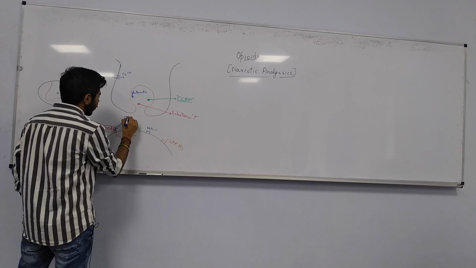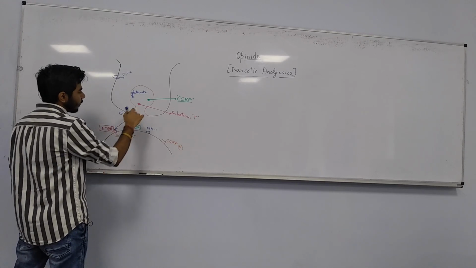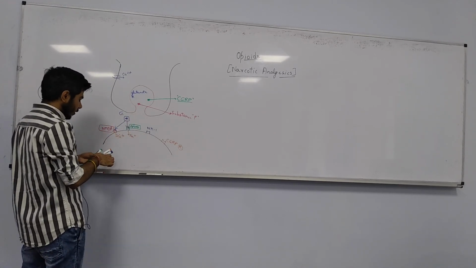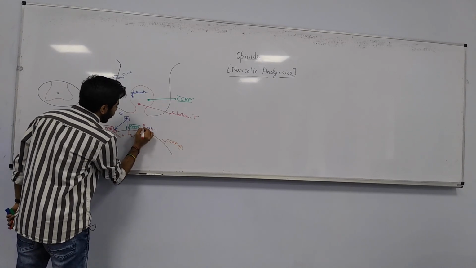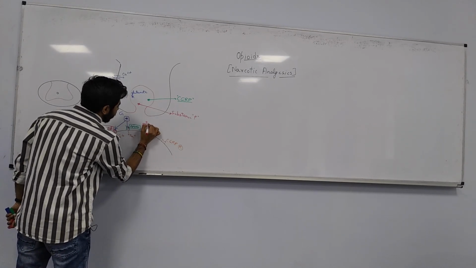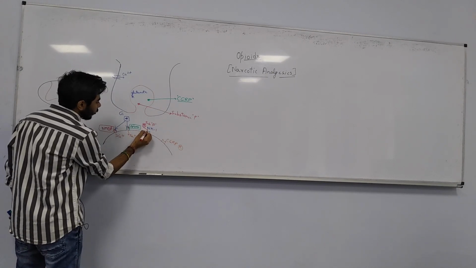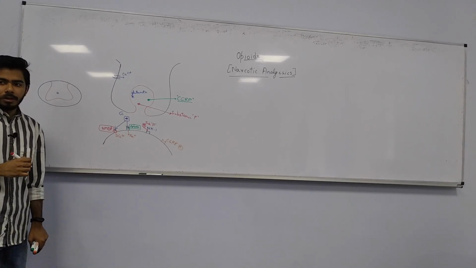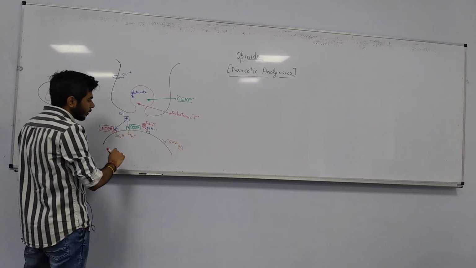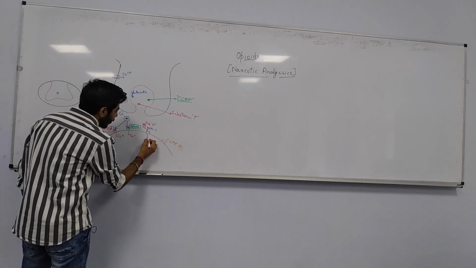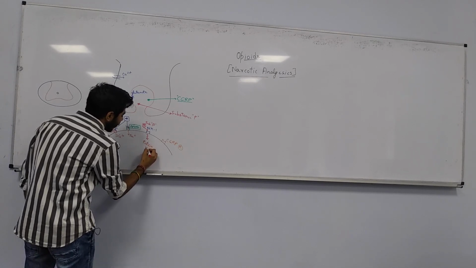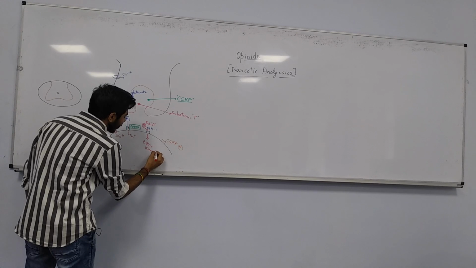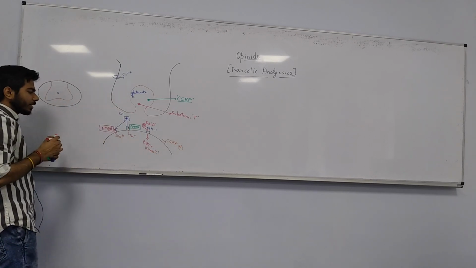So this was the glutamate over here. We have one more, that is substance P. Let's say this is the substance P over here. It will bind to the neurokinin 1 receptor. If it binds to the neurokinin 1 receptor, what will happen? It will activate protein kinase C.